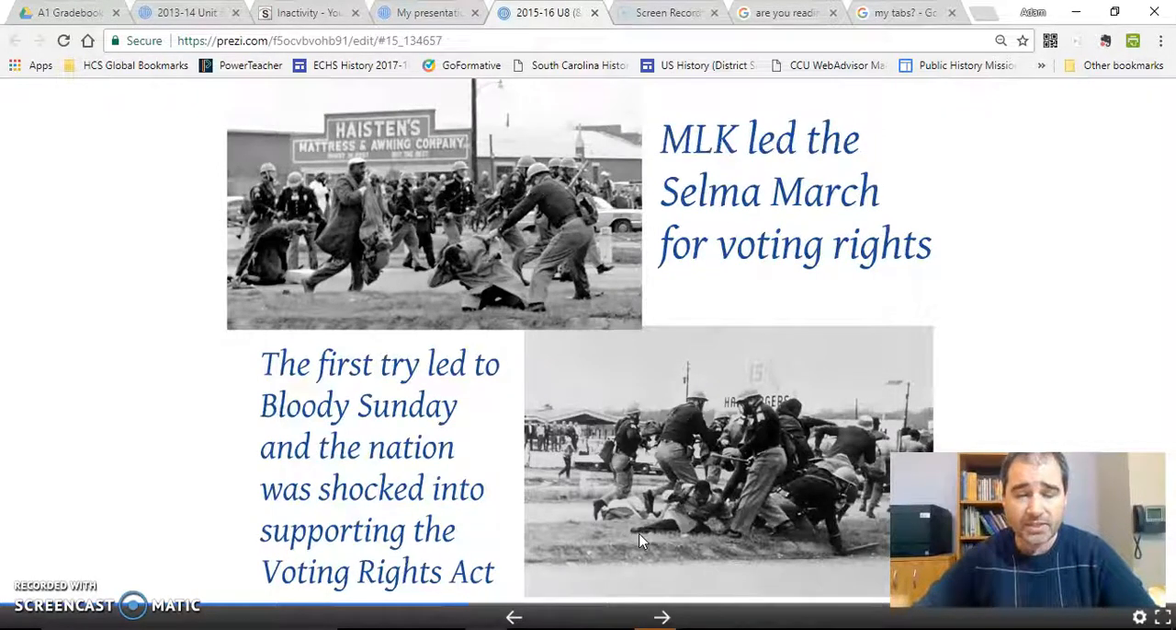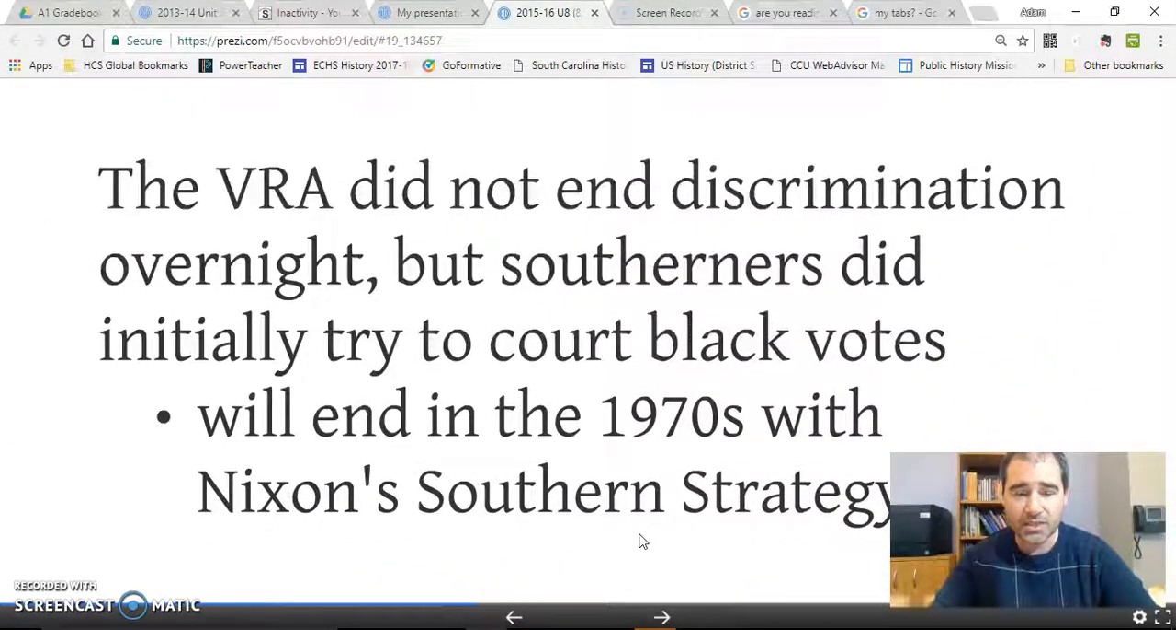They tried twice. The third time, the state troopers moved on them and attacked them, beating them mercilessly. The guy you see here in the top left is John Lewis. He nearly dies. There is a person, I wish I could remember his name, that does die during the Selma marches. And all of this shocks the nation into supporting the Voting Rights Act. They were actually trying to cross a bridge called the Edmund Pettus Bridge, named after a Klan member. But the Voting Rights Act doesn't end discrimination overnight. Southerners did try to block the black vote.